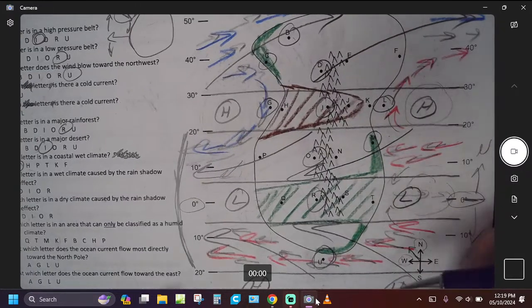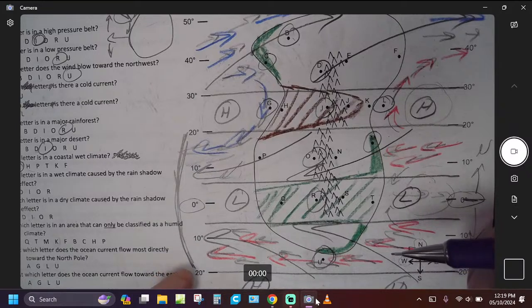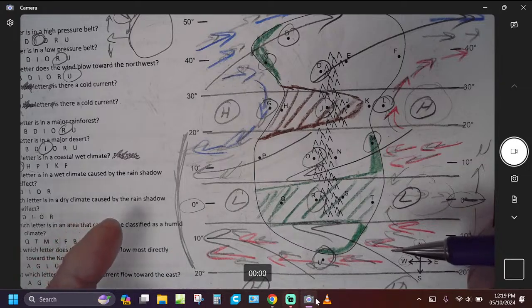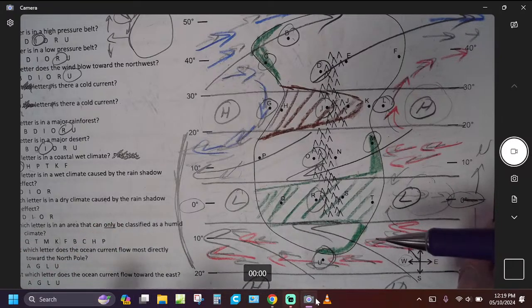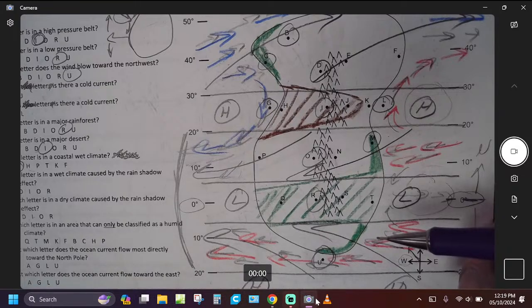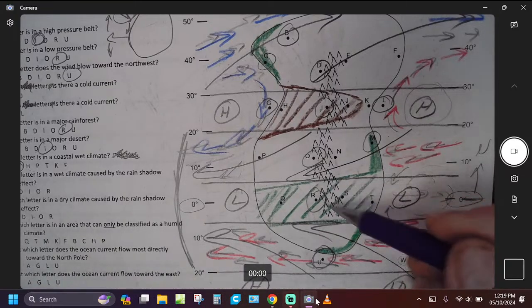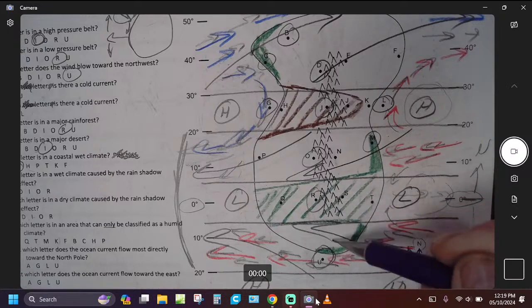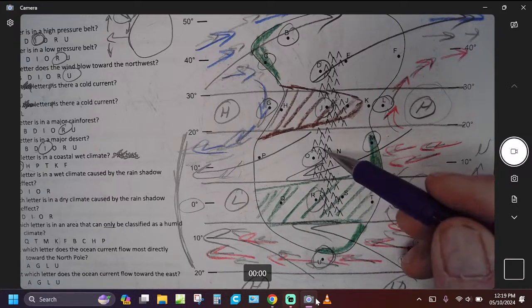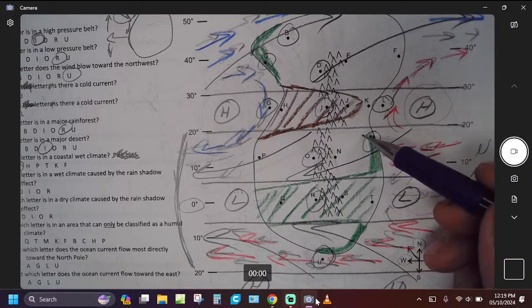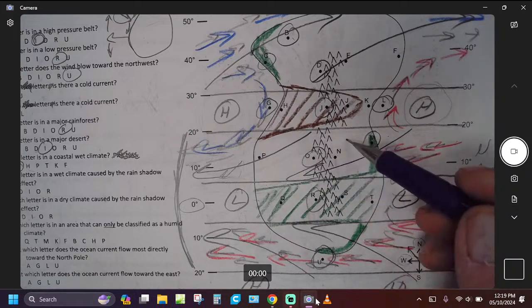So you need 2 things for a rain shadow effect. What's one? No. Don't need a current. You need wind. What's another one? Need mountains. So you kind of need 3. You need a wind, you need mountains, and you need the wind going across the mountains. So we don't have that here because there's no wind. We don't have that here because there's no mountains. But here we have wind and mountains. So they're going across from right to left, from east to west.